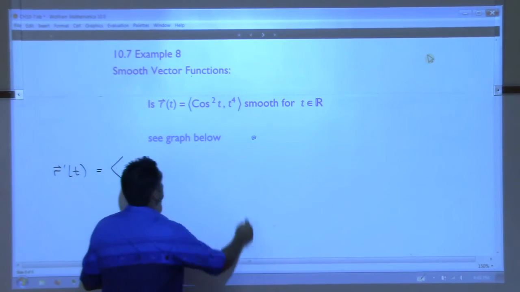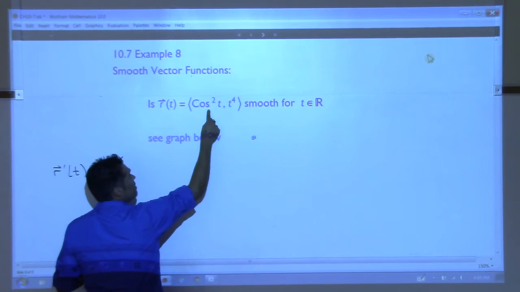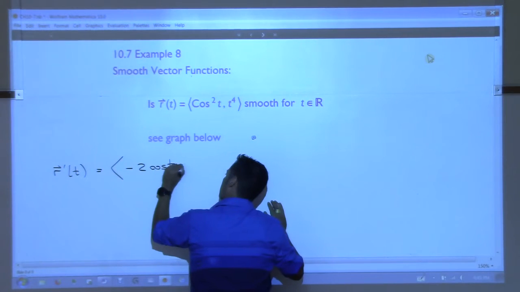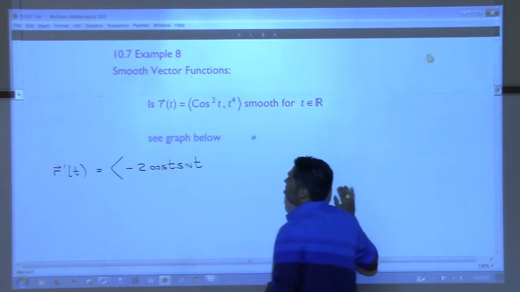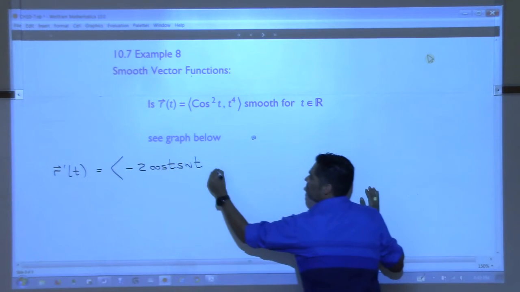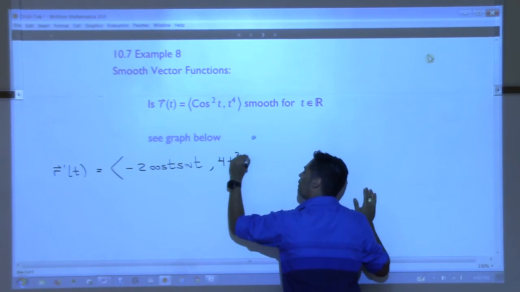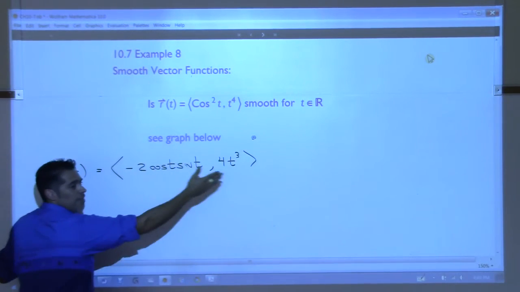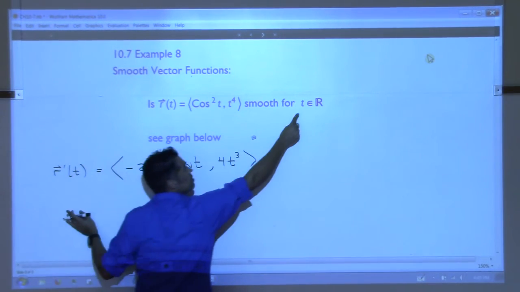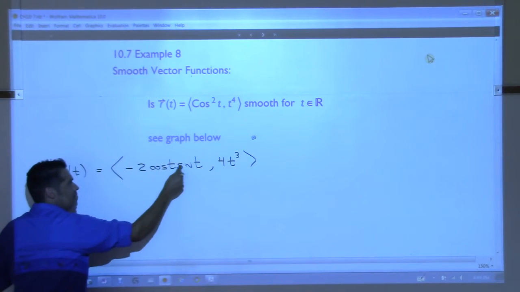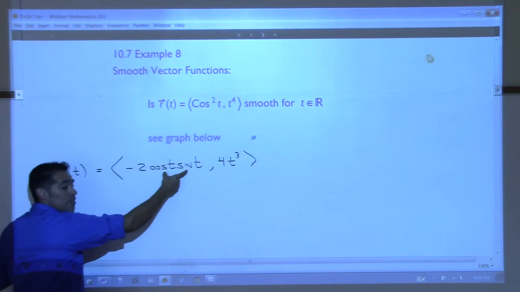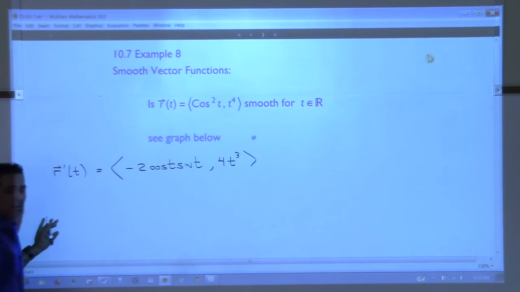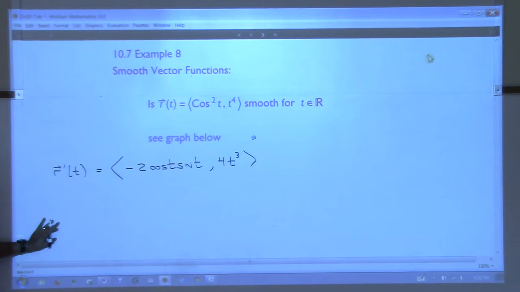The derivative of this, well, we do the derivative of each component, right? So that's going to be a little chain rule. Y'all agree with that? Okay. And then 4t cubed. All right, so is this a continuous function on all real numbers? Well, that's continuous and that's continuous, right? The product of two continuous functions is continuous. So this is continuous. That's continuous because it's a polynomial. So this is a nice, well-defined function, right?